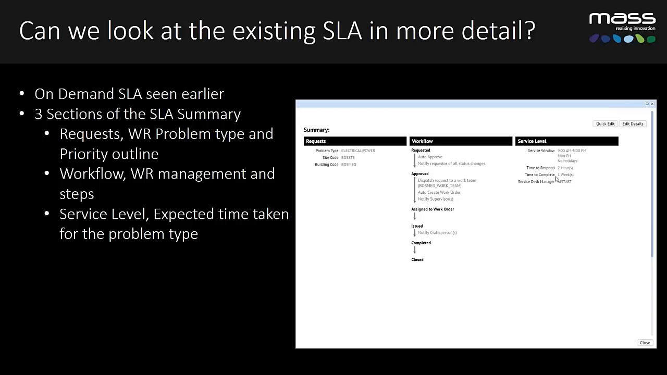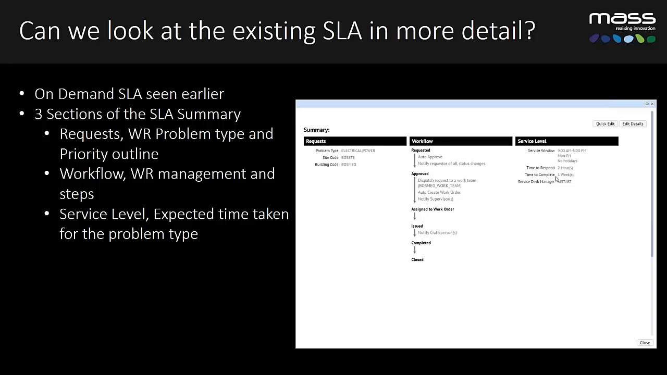So stepping through the workflow, you'll find that once it's requested, it's immediately auto-approved onto the next step, and the requester is sent an email on each status change at each step that's created.